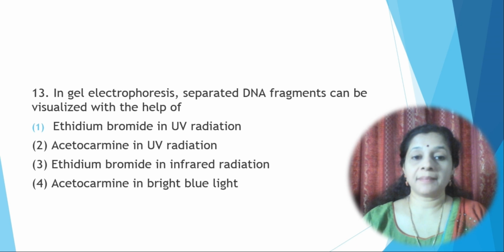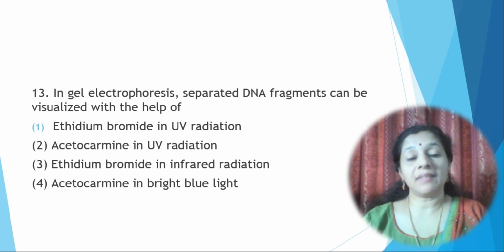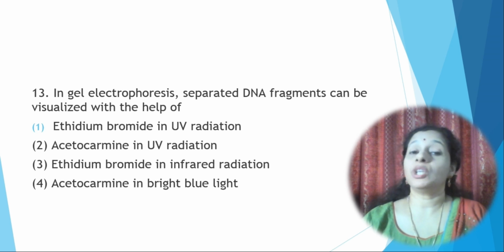In gel electrophoresis, separated DNA fragments can be visualized with the help of. We know ethidium bromide is the stain used in gel electrophoresis, but along with that we need to use UV radiation also to appear orange bands. The DNA will appear as orange bands. So the option 1 is correct. Ethidium bromide in UV radiation.